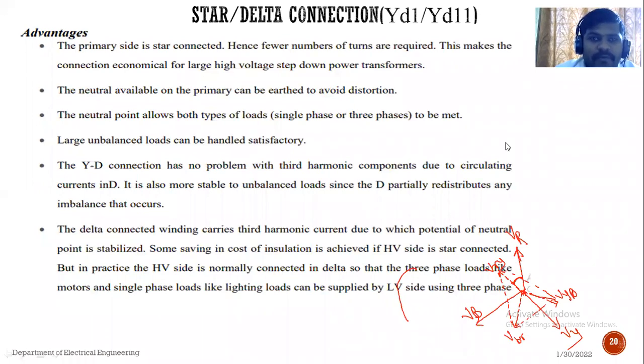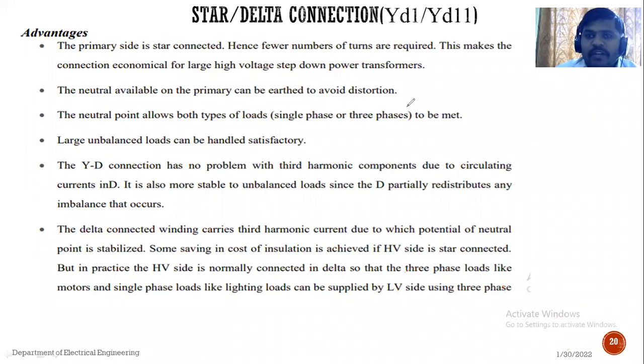The primary side we are connecting in star, and you people know that in case of star connection the current flowing through the phase current and line current remains same. Phase voltage and line voltage are different. That means line voltage is equal to √3 VPH. VL is equal to √3 VPH, or we can say VPH is equal to 1 upon √3 VL.